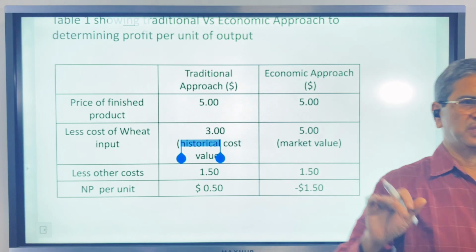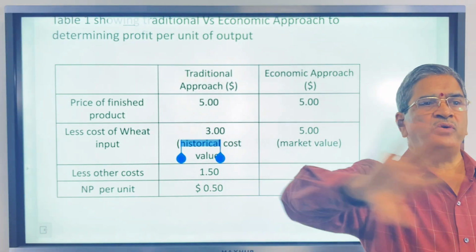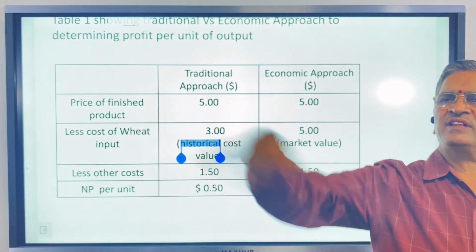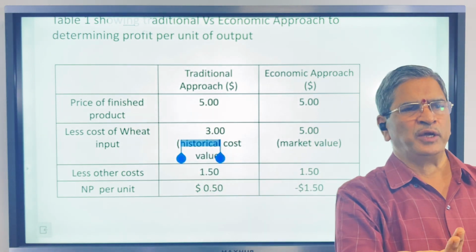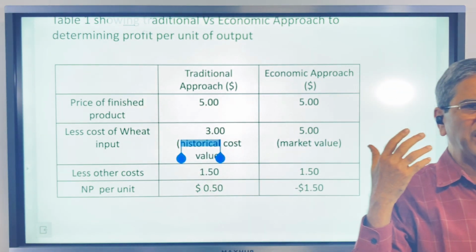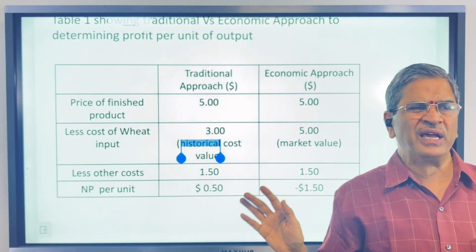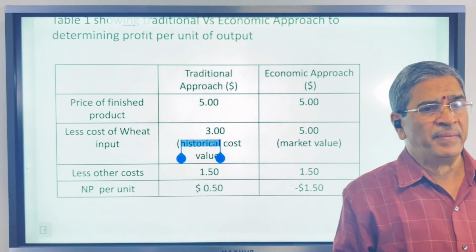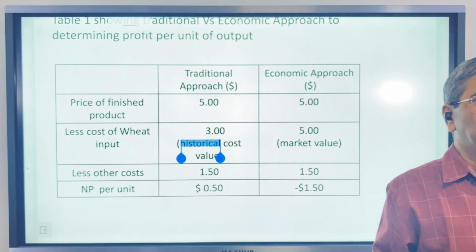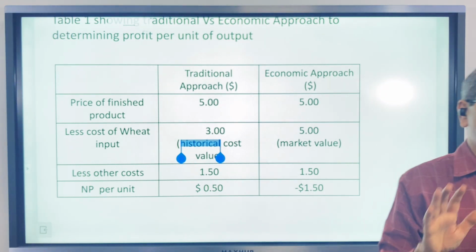Now you have two choices. Number one, don't produce anything. Just sell the wheat in the market and make money. One month back you purchased at $3. Today it is $5. So sell the wheat in the market to outsiders and make $5 as money. So this is one choice.